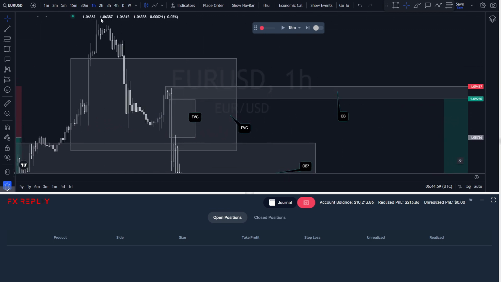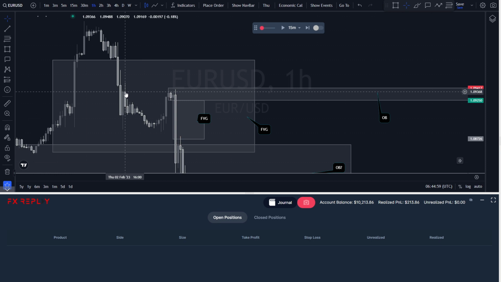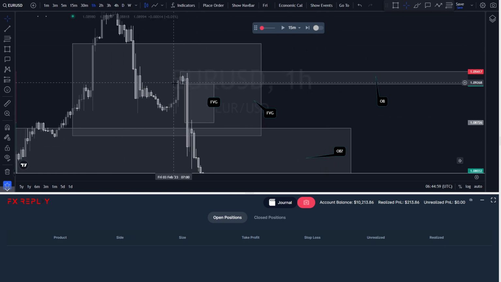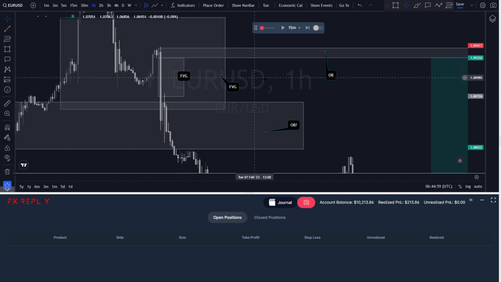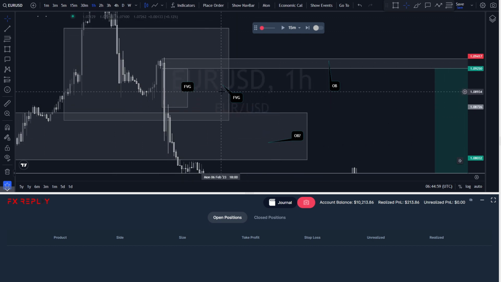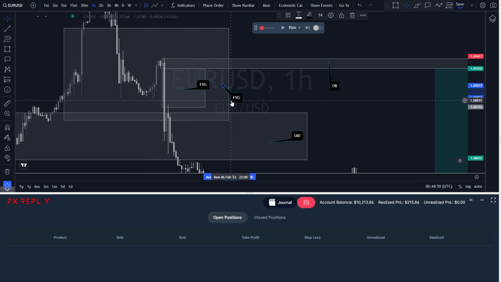And as you can see right here, I waited for this break of structure. Actually, I waited for it, but this was not a good break of structure, because it didn't close below this high, and it created another order block right here, and then there was a big down move. The fair value gap was completely disrespected, and another fair value gap was created.